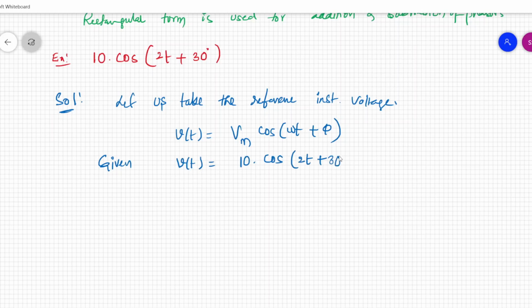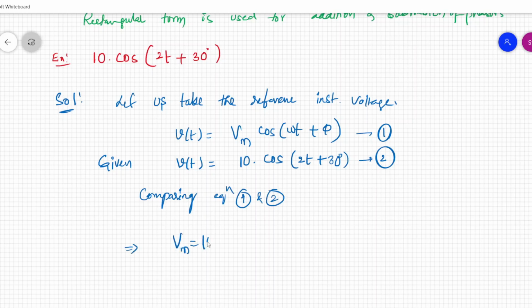By comparing these two equations, equation 1 and equation 2, what can we obtain? Vm equal to 10, omega equal to 2, and phi equal to 30 degrees. This is what you can get by comparing.